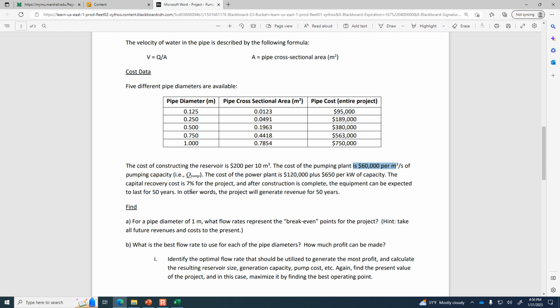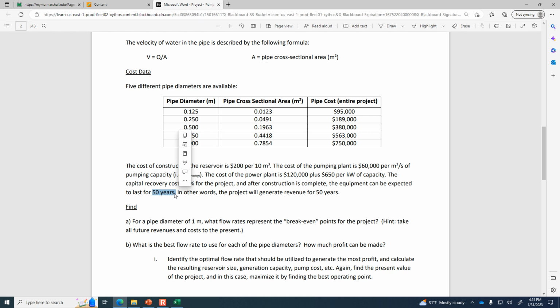But then the tricky thing is, this is happening for 50 years, right? So you're going to have to think about what is the amount of revenue that you get in year 1? What is the amount of revenue you get in year 2? All of those revenues are the same, but they're recurring payments effectively.